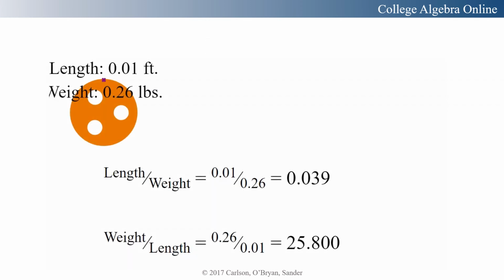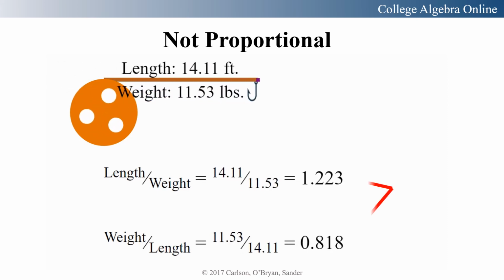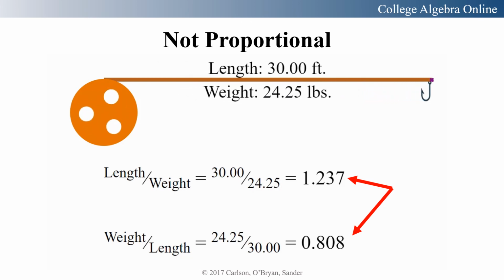But, when we placed a hook at the end of the rope, the combined weight of the rope and the hook was not proportional to the length of rope pulled out. The values of these quantities did not have a constant ratio.